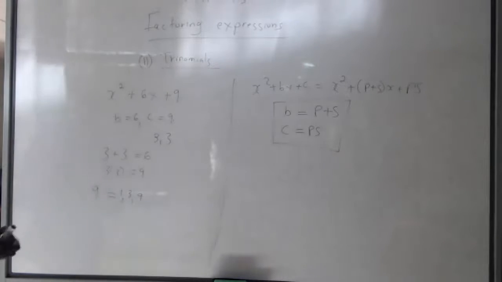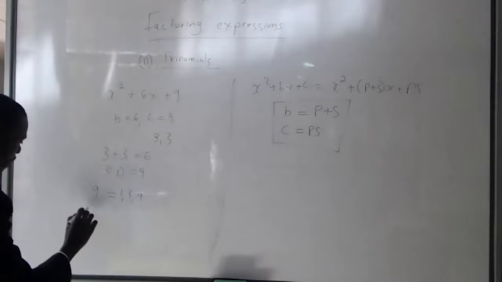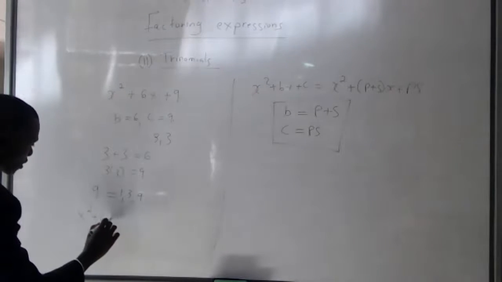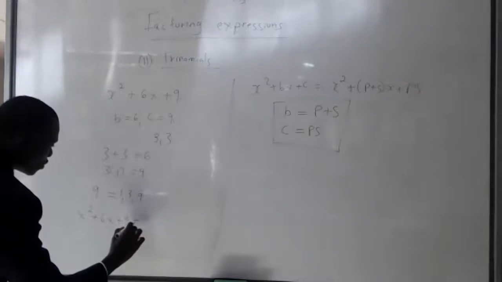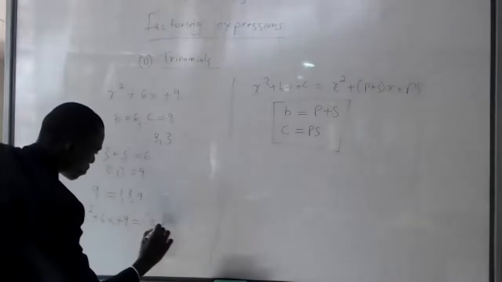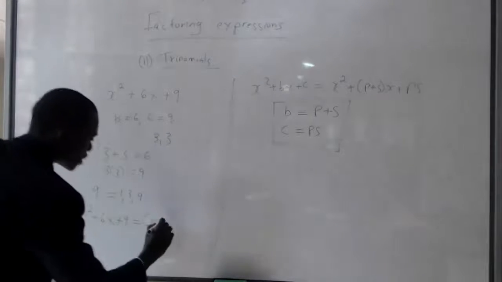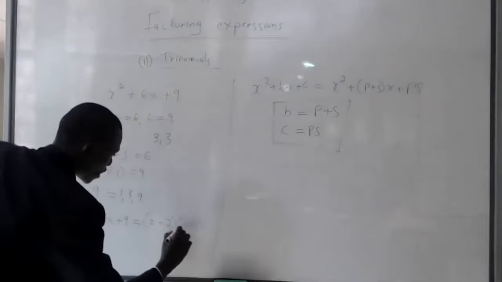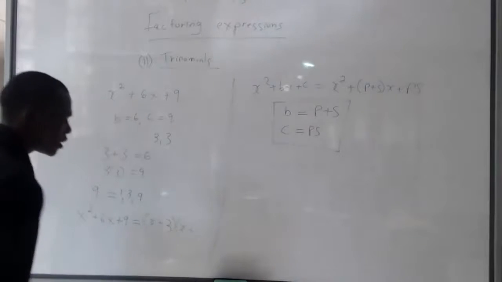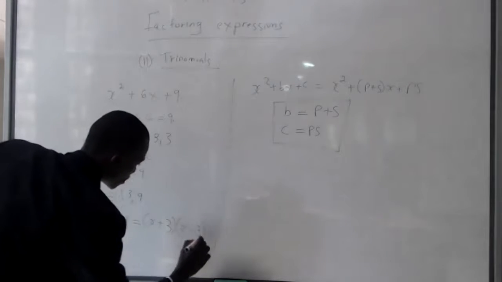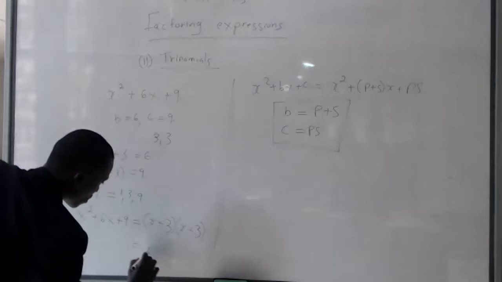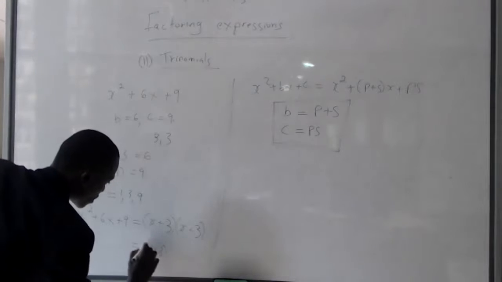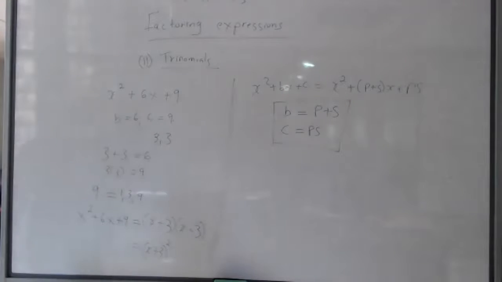So for this case, our factorization of x squared plus 6x plus 9 will be x plus p, which in this case is 3, times x plus s, which in this case is also 3, which is the same as writing x plus 3 squared.